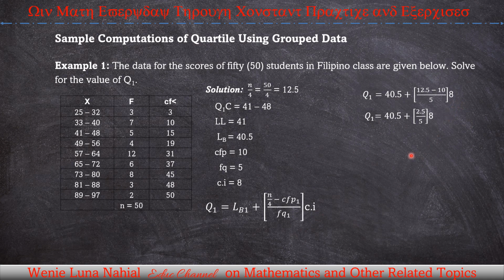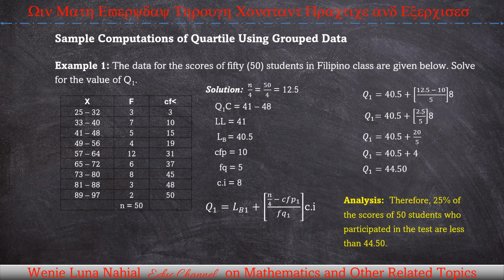So you have this. Then 12.5 minus 10, that is equal to 2.5. 2.5 divided by 5 times 8 plus 40.5, you get 44.5. So our analysis, therefore, 25% of the scores of 50 students who participated in the test are less than 44.5. Again, 25% of the scores of the 50 students are less than 44.5.